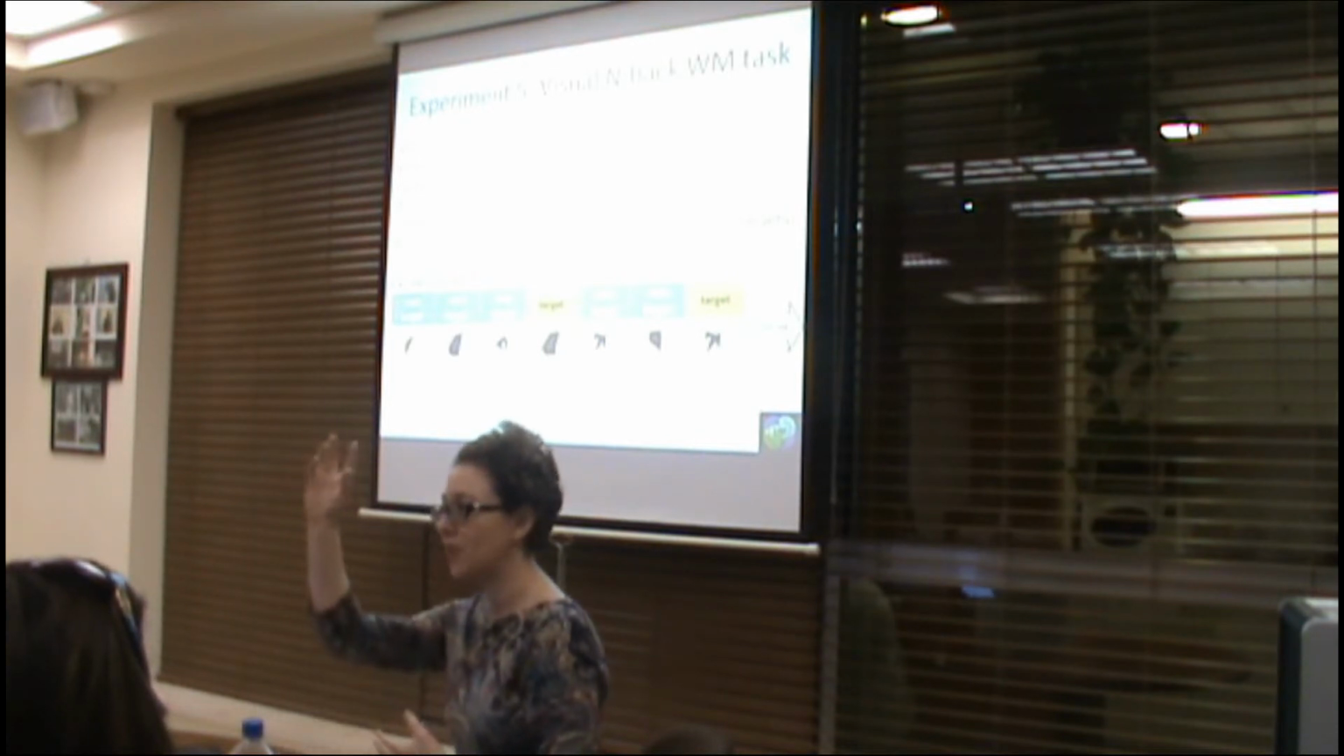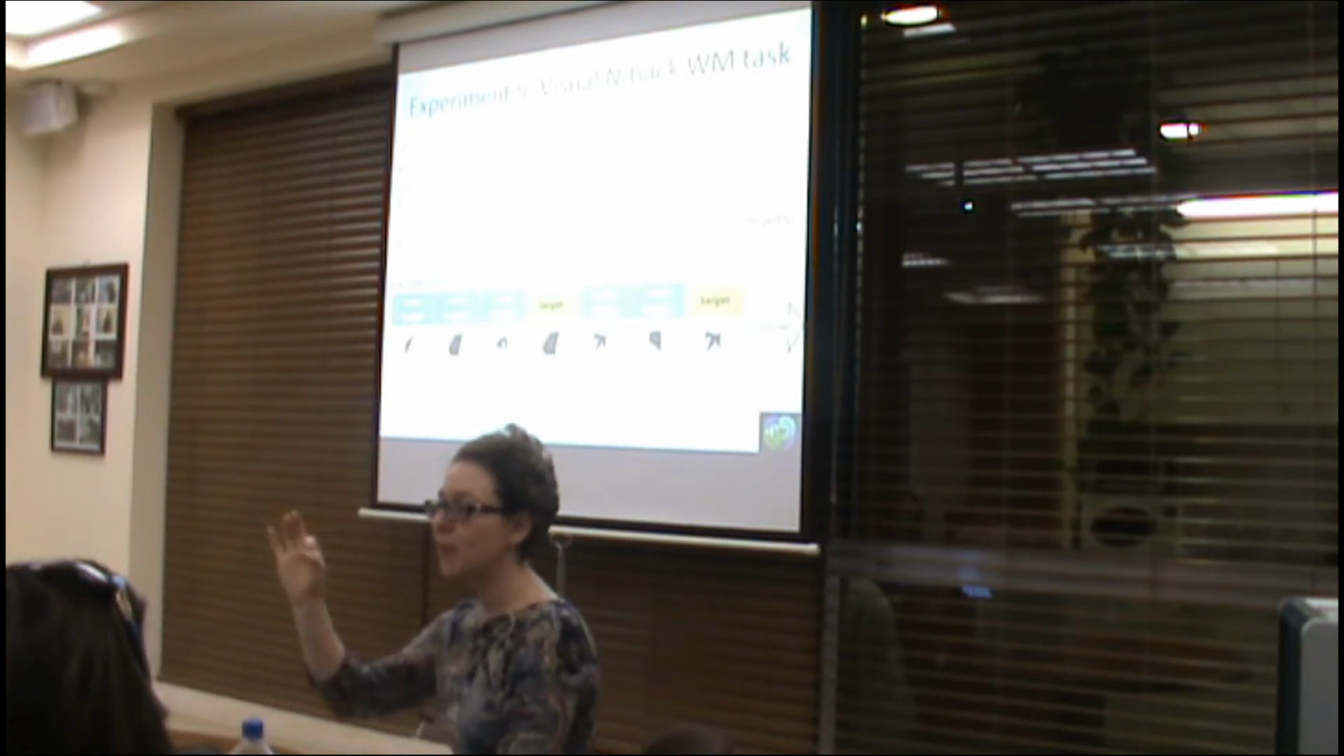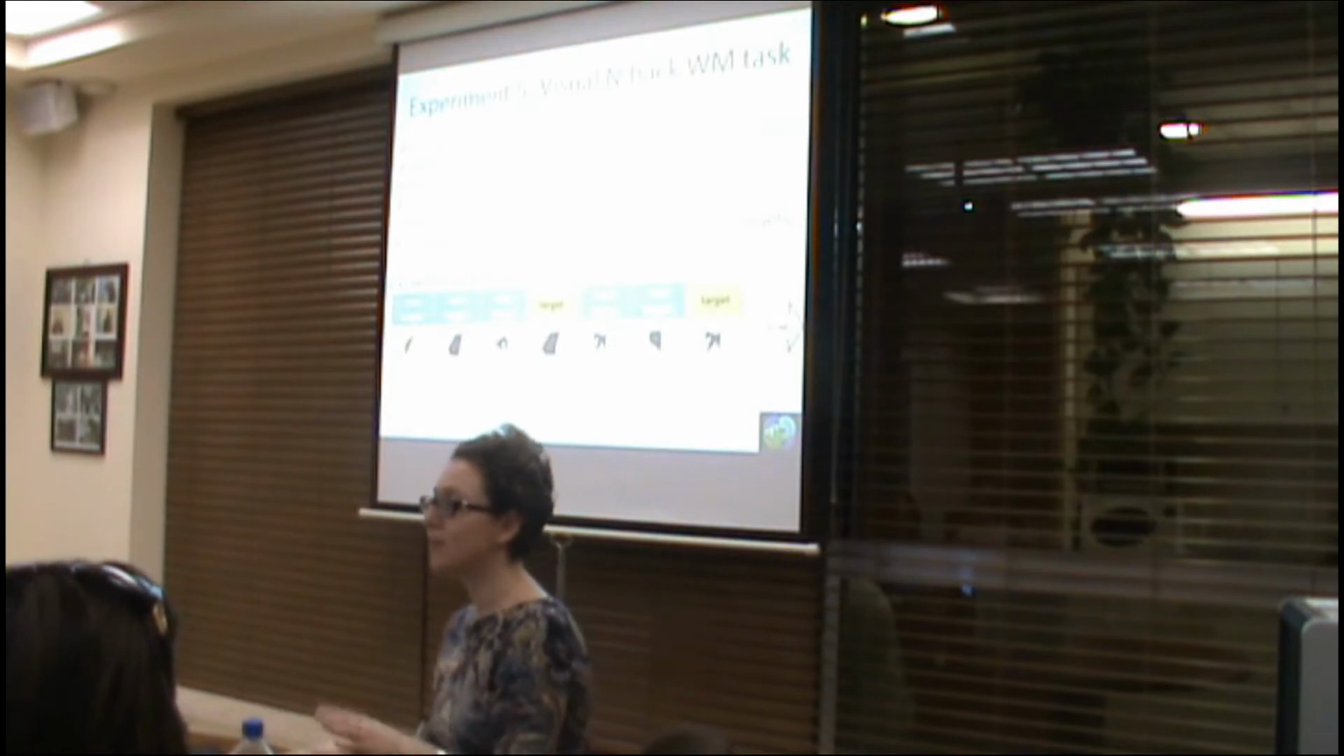You just need to keep one shape in mind. In the one back condition, you're looking for a shape that's exactly the shape that came one position before. So if you get 2 of these in a row, you say yes. If it's different from the one before, you say no.